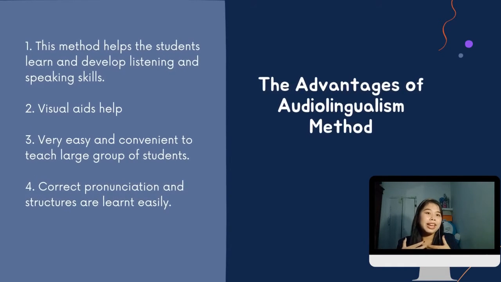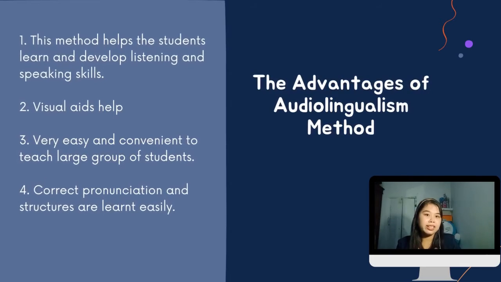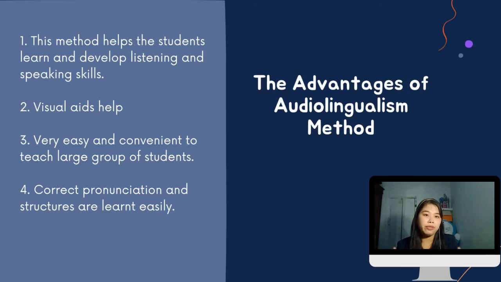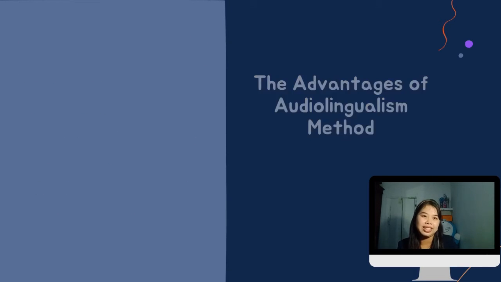For the last, I would like to tell you about the advantages and disadvantages of this method. For the first, about the advantages. Number 1, this method helps the student learn and develop listening and speaking skills quite efficiently. Number 2, visual aids help in the enrichment of vocabulary. Number 3, this method is very easy and convenient to teach a large group of students. And the last one, correct pronunciation and structures are learned easily.